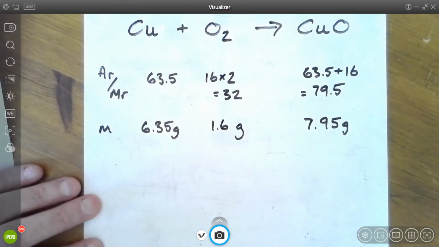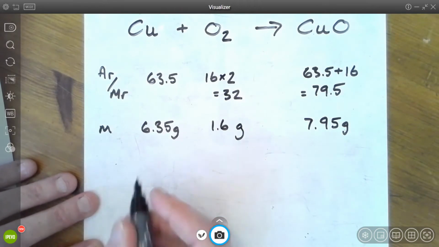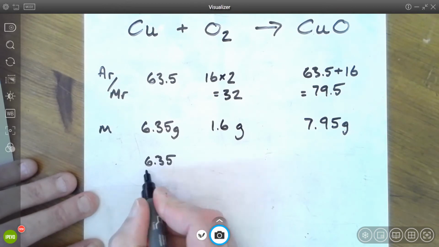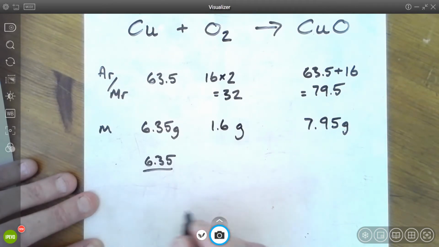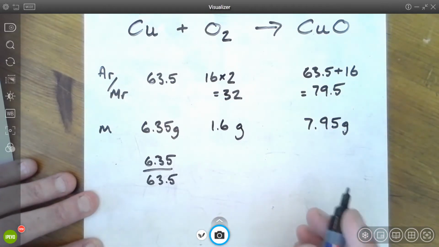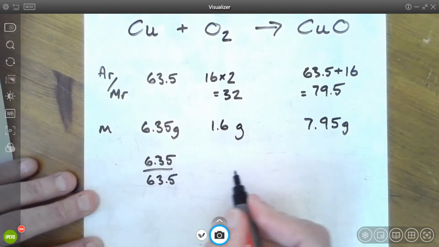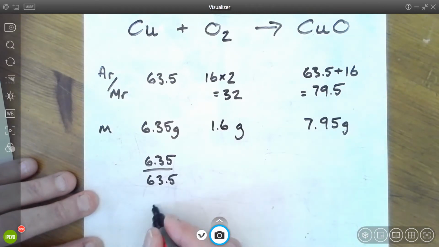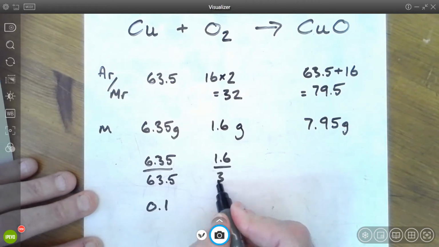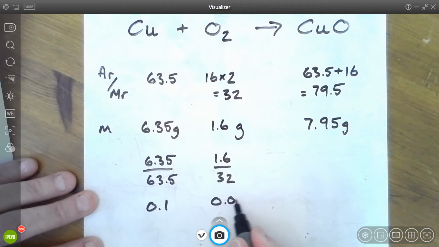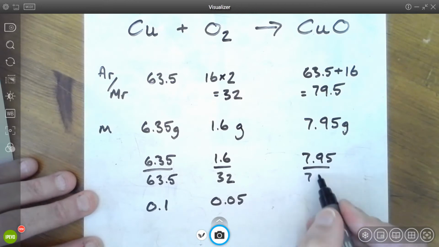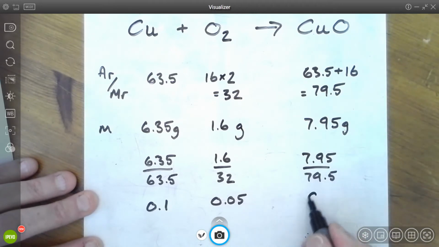The next step is to begin to work out our ratio. We divide the mass by the relative atomic or relative formula mass. The numbers here are nice and simple. That's good. This is often what's going to happen in an exam paper. 6.35 divided by 63.5 gives us 0.1. 1.6 divided by 32 gives us 0.05. 7.95 divided by 79.5, 0.1.